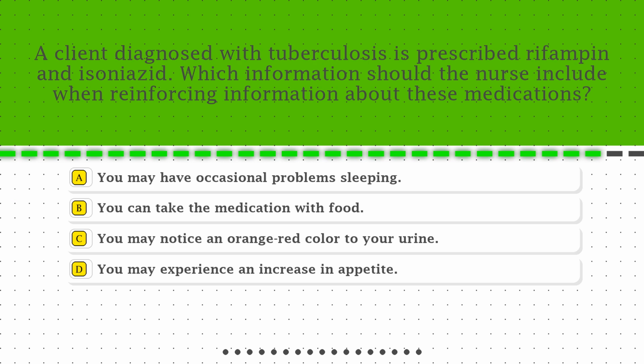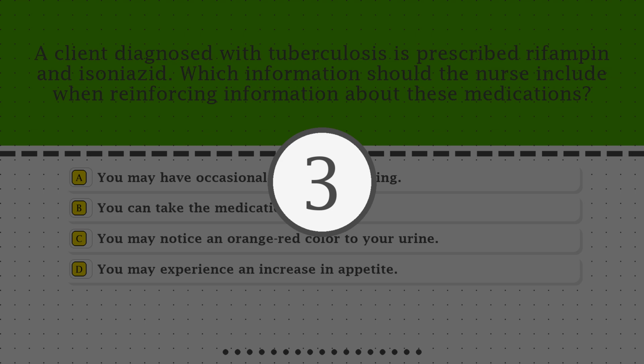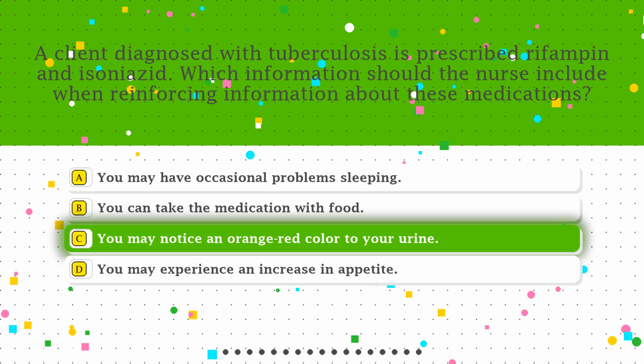Question 1. A client diagnosed with tuberculosis is prescribed rifampin and isoniazid. Which information should the nurse include when reinforcing information about these medications? Option A. You may have occasional problems sleeping. Option B. You can take the medication with food. Option C. You may notice an orange-red color to your urine. Option D. You may experience an increase in appetite. The correct answer is option C. You may notice an orange-red color to your urine.